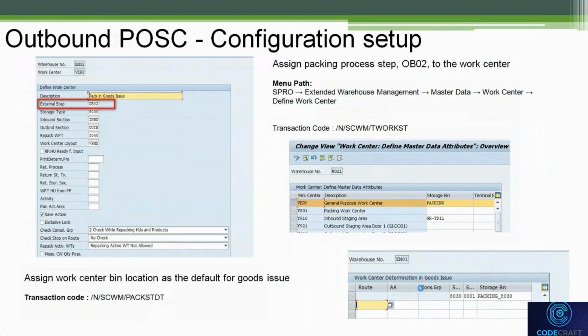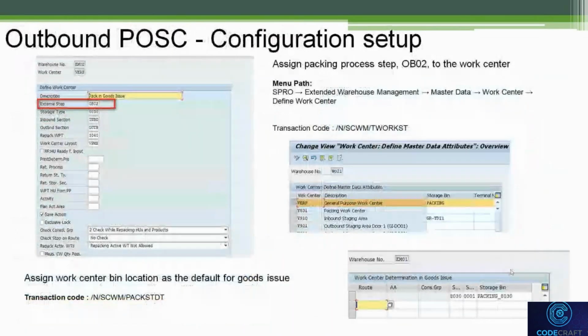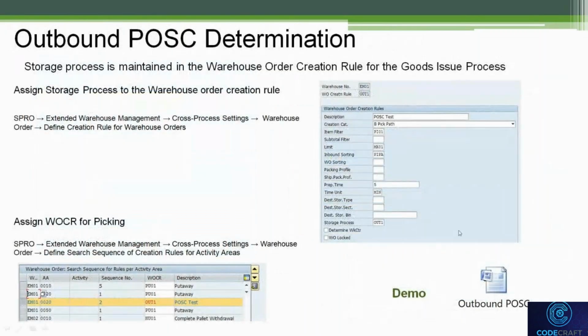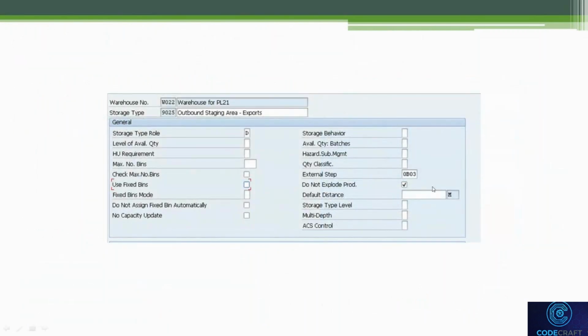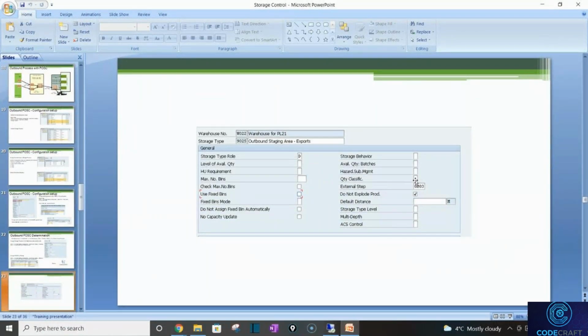So if you want to determine the packing area, you can do it over here in this transaction. If you want to make packing rule based, you can come and maintain here. Then I think we have maintained the storage process also, and we have also assigned the creation rule. Perfect. So in 9020 also we have maintained the external step. So I think we are good at this stage to do a complete pick, pack, stage and load. Okay.